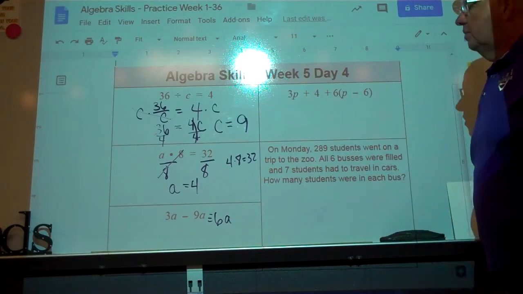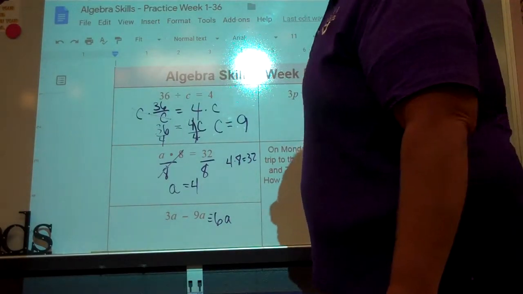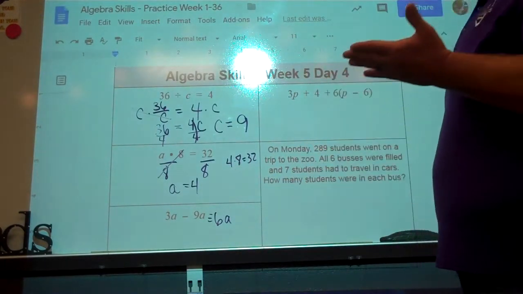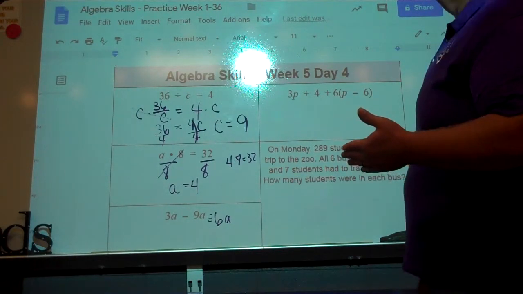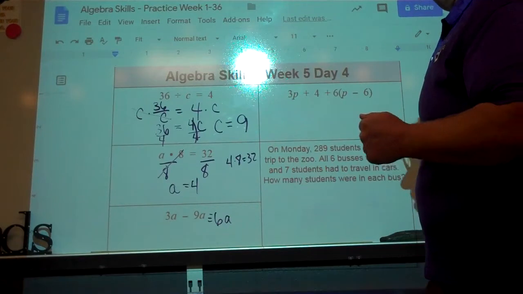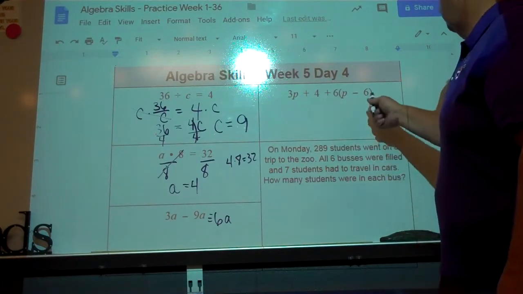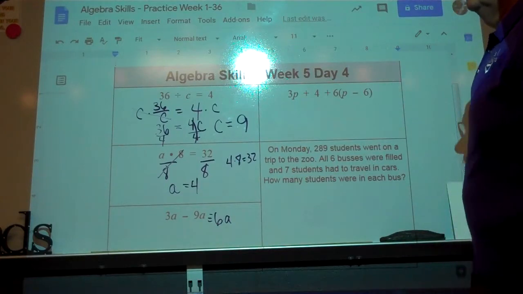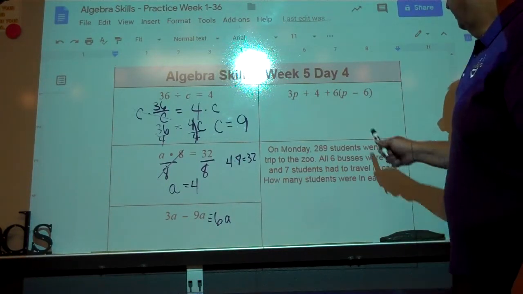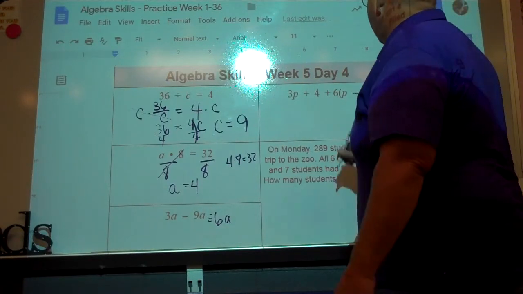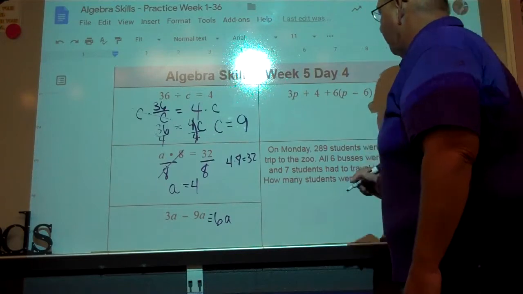The fourth problem. A little more work here, isn't it? Yeah, PEMDAS, exactly. So according to PEMDAS, what's the first thing we do? What's the P? Parentheses, right. Okay? So what are we going to do with those parentheses? Are we going to subtract 6 from P? Multiplication. We're going to multiply, to distribute. Right, okay? So we got to do what's inside of that parentheses. We got to multiply the parentheses by 6.